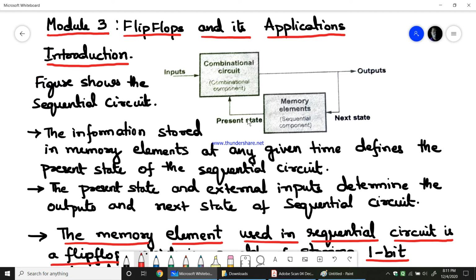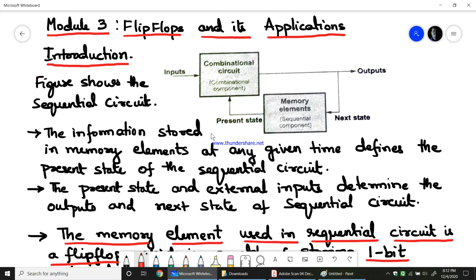Now if I want the present state to be obtained for the next clock pulse or the next process, I need that present state to be stored somewhere. That storage is nothing but the memory element, and that storage element is a flip-flop. This memory element is a flip-flop which can store a maximum of 1 bit of information.